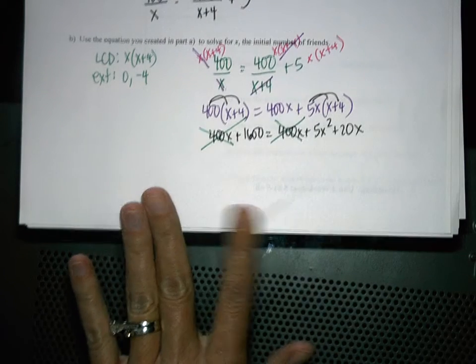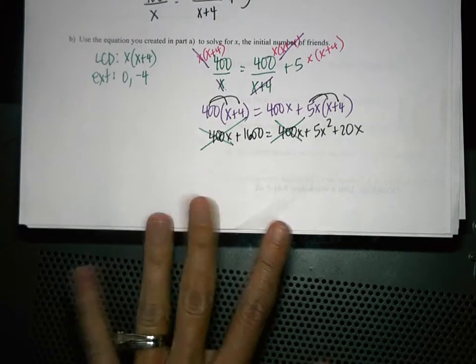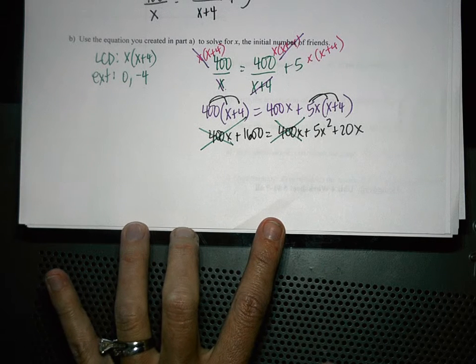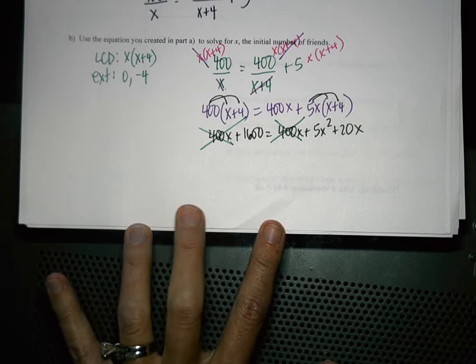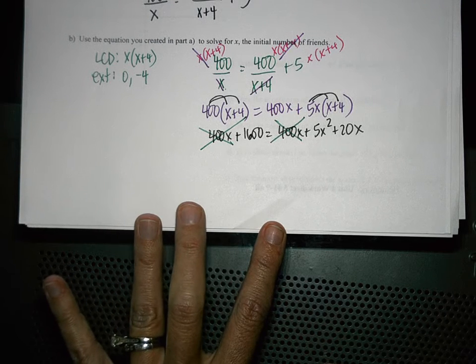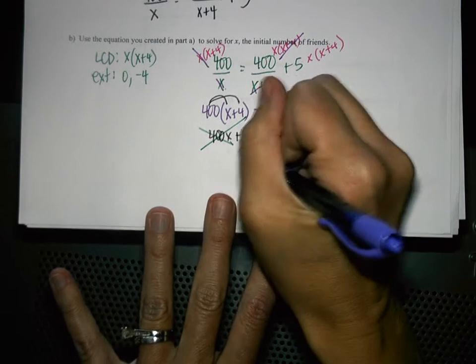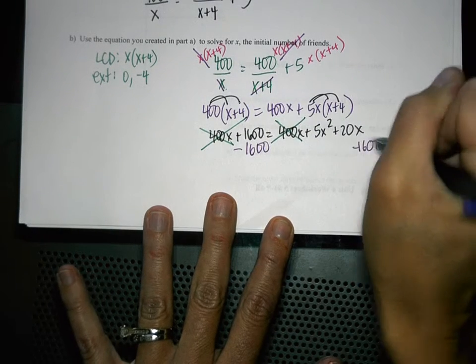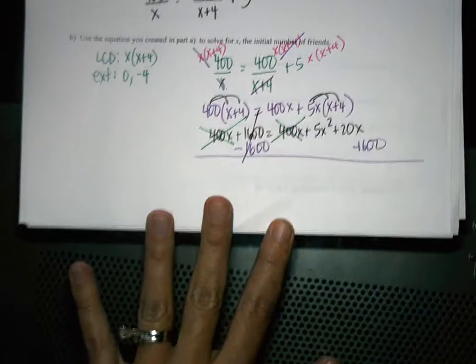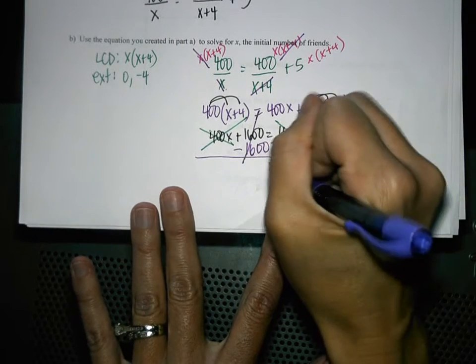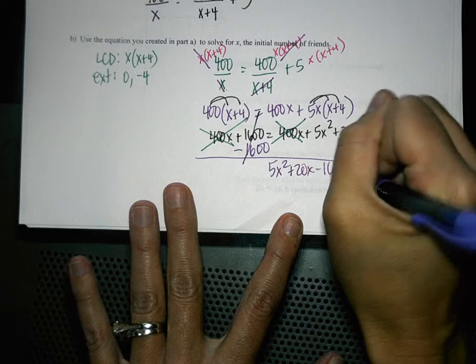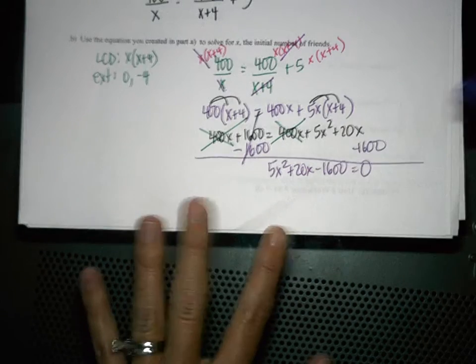Don't waste your time. What would we do now in order to solve this? Subtract 1600, because we need to set it equal to 0, so that I can factor. Okay, so it's set equal to 0. So we have 5x squared plus 20x minus 1600 equals 0.